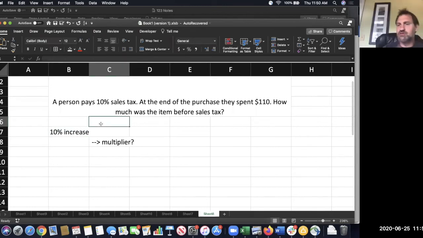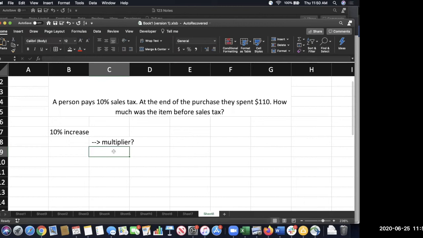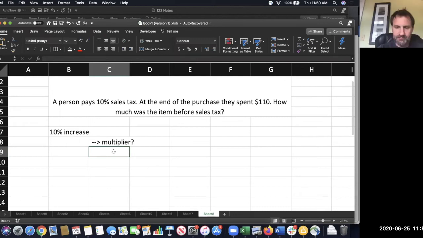Because when we go to the register and we buy something, the price goes up, right? We have to pay more money because of the sales tax. So that's a 10% increase. A 10% increase makes what multiplier? Now we're on to the multiplier process. It's a 10% plus 100%. Yep. We got 1.1. 1.1, correct.